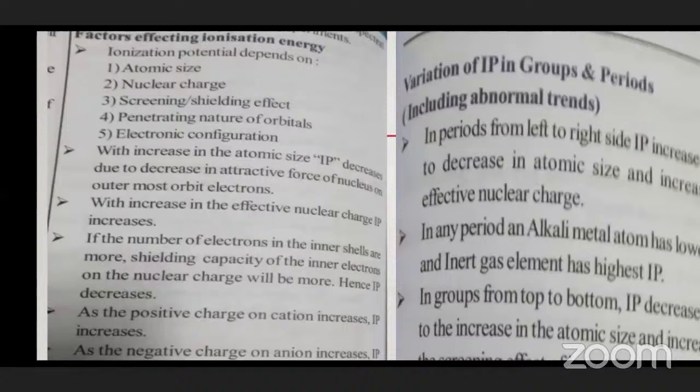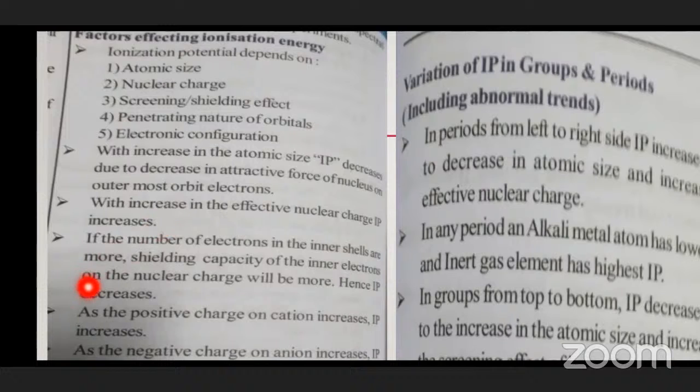Because of that reason, as the electronic configuration increases, ionization potential decreases. Whereas when the electronic configuration is less, that means having fewer electrons, we have to use more ionization potential. It is also indirectly proportional to the ionization potential. The last point, if you observe here, these are the 5 points. What does ionization potential depend upon? The major affecting factors are atomic size, nuclear charge, screening or shielding effect, penetrating nature of orbitals, and electronic configuration.